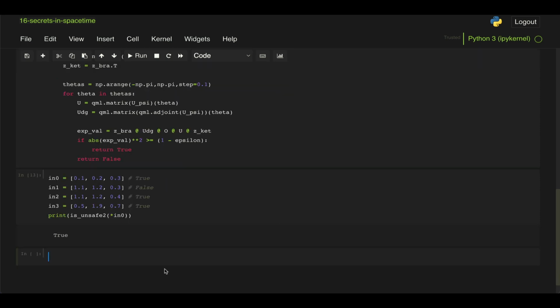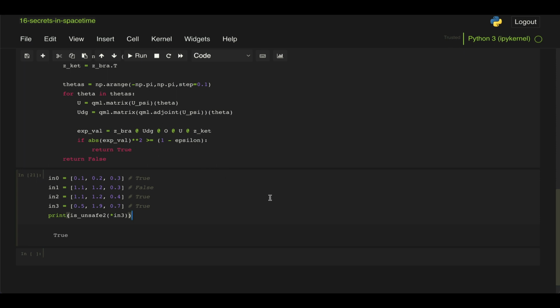And here we can see that if we evaluate that input 0, we get true. Input 1, we get false as expected. Input 2, we get false, and that's because I need to make sure that I go over all the values of theta. So let's just reevaluate that. And here we see true. Okay, let's do it again. So for input 0, we get true. Input 1, we get false. Input 2, we get true. Input 3, we get true. So now we have a correct solution to this problem.